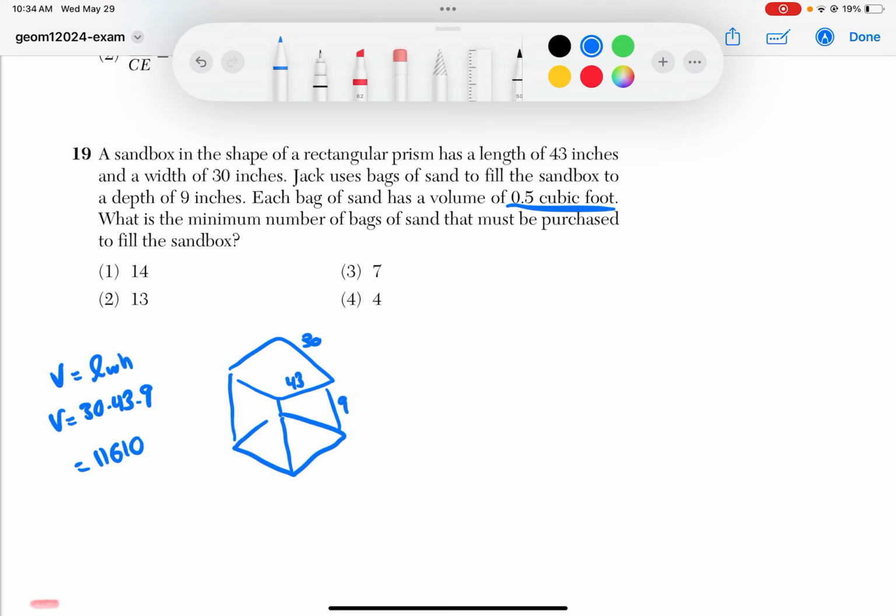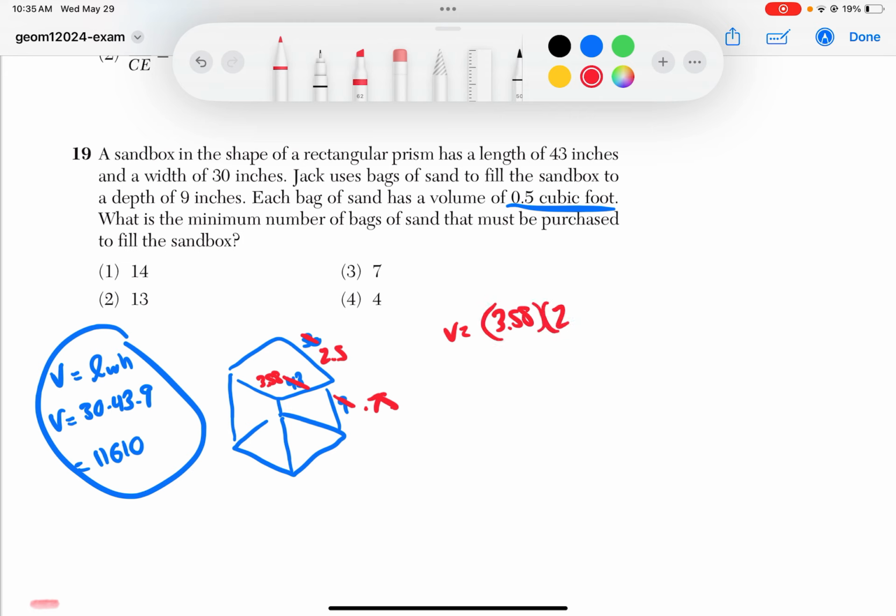So let's instead take these inches and convert them to feet and then find this volume again. So 43 inches divided by 12. I'm going to write them in red. So we got 3.58 feet. 30 divided by 12 is 2.5 feet. And 9 divided by 12 is going to be 3/4 of a foot. So try that volume again. So we got 3.58 times 2.5 times 0.75.